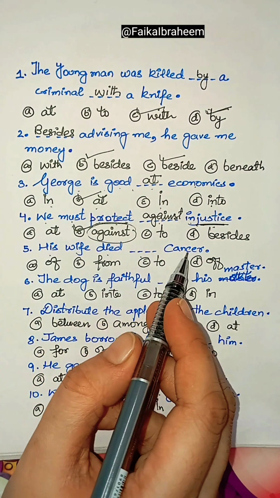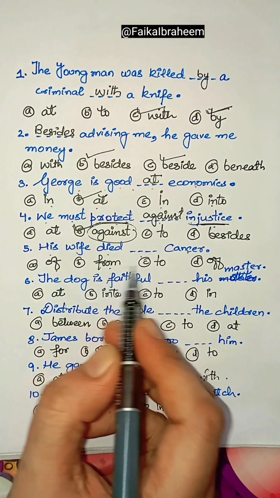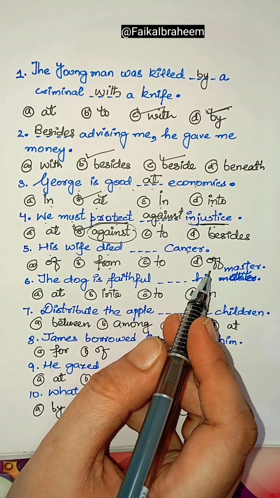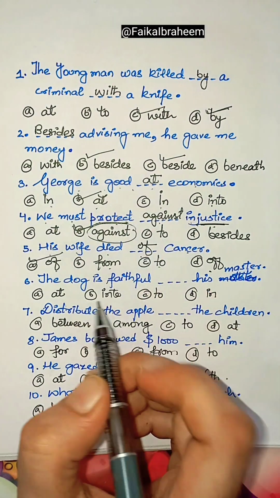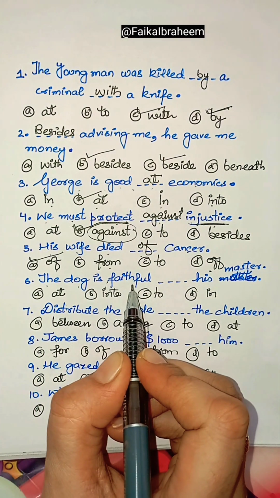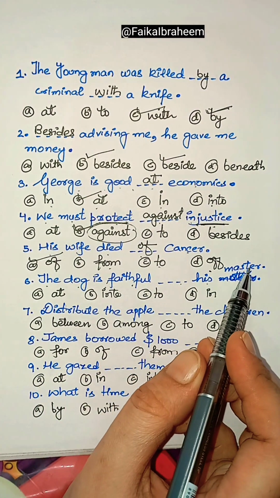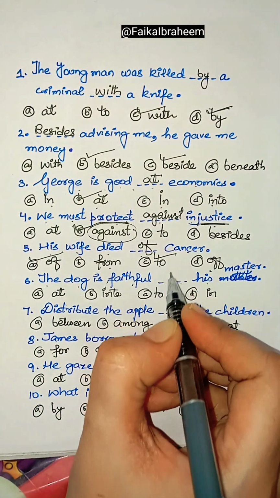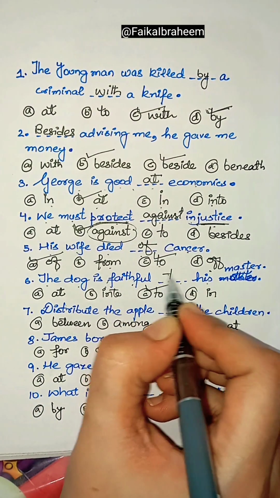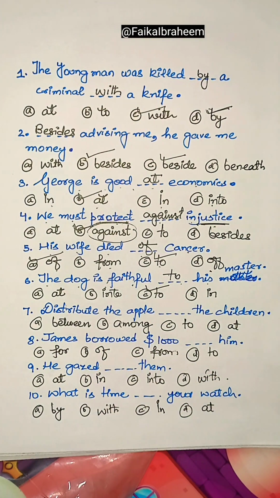His wife died ___ cancer. Off, from, to, off? Of cancer. The dog is faithful ___ his master. What's the right answer? Add, into, two, in, two? Two is the right answer.